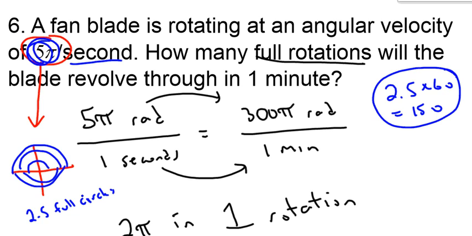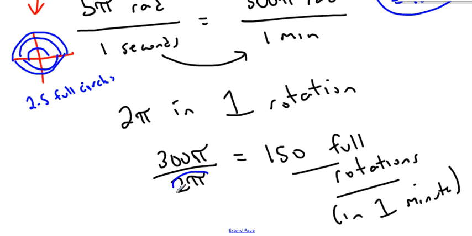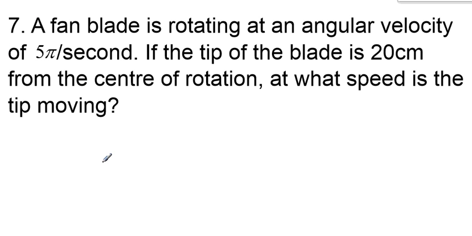But generally, the method is to divide by 2 pi when you know what the angle is, and that'll tell you how many full rotations. So let's look at another question. This one has angular velocity.